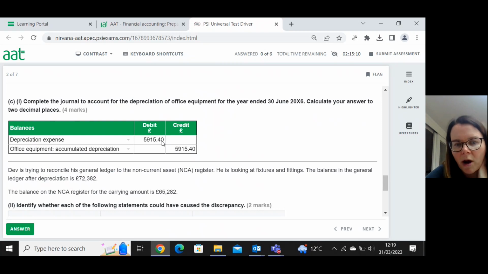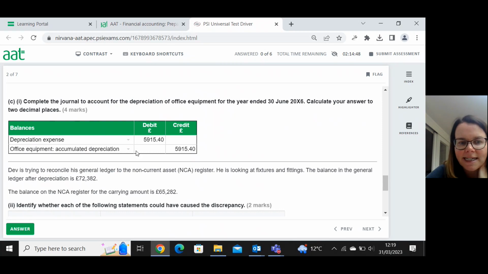Now, just a word about why we do it like this. When you're depreciating an asset, the expense part is recognising that you are using the asset. So your business must incur an expense for the use of that asset. So that's why you have an expense.